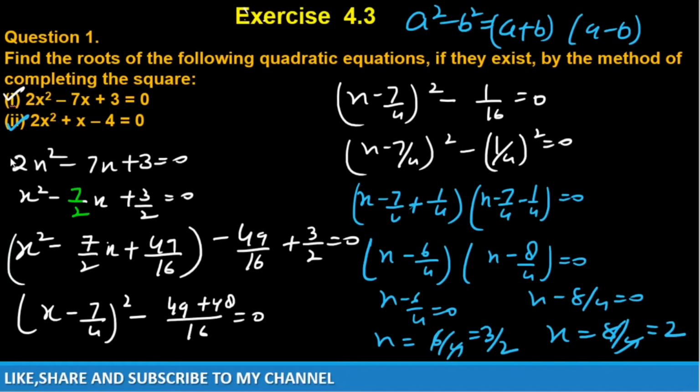Similarly, you have to do this question's second part. Just practice this second part. If you are unable to do it, just comment in the comment box and I will solve this question. Now I am going to tell you the next part. The same way you can solve these equations as I told you.